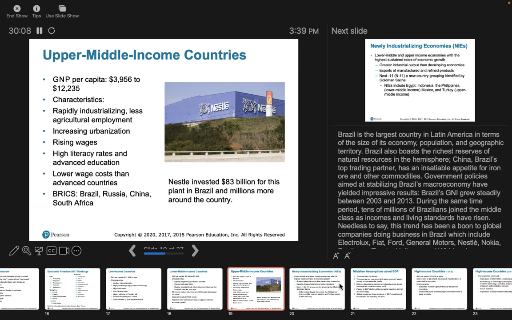They have increasing urbanization, rising wages, high literacy rates and advanced education, and lower wage costs than advanced countries. Countries like Brazil, Russia, China, and South Africa are approaching upper middle income status. You can say China and Brazil are already there compared to South Africa. Then Russia, presently we are very aware of what is happening in Russia.